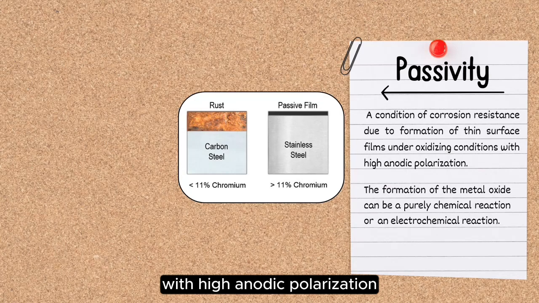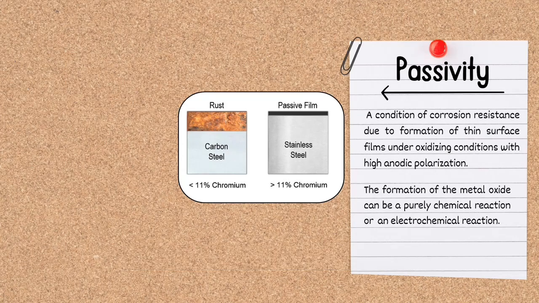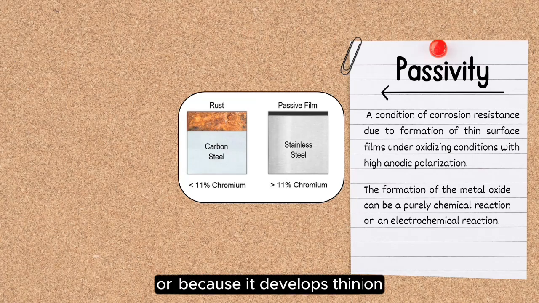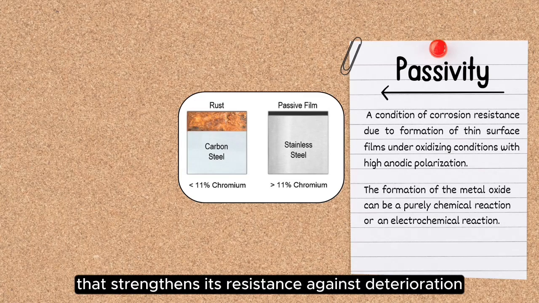anodic polarization. The formation of the metal oxide can be a purely chemical reaction or an electrochemical reaction. In simpler words, it means that the material is less prone to corrosion because it develops thin protective layers on its surface. This happens when the material is exposed to conditions with oxygen, and there's a specific type of electrical influence that strengthens its resistance against deterioration.